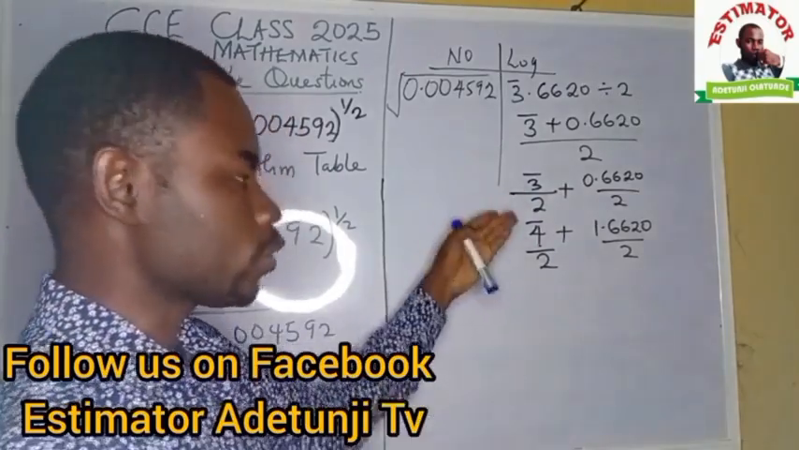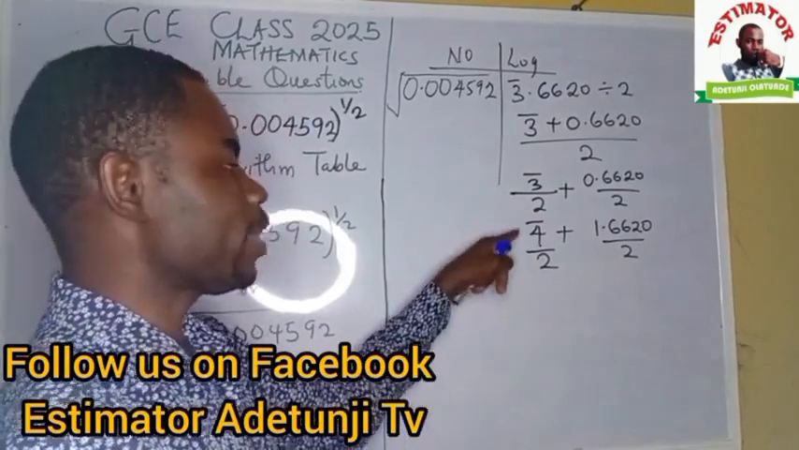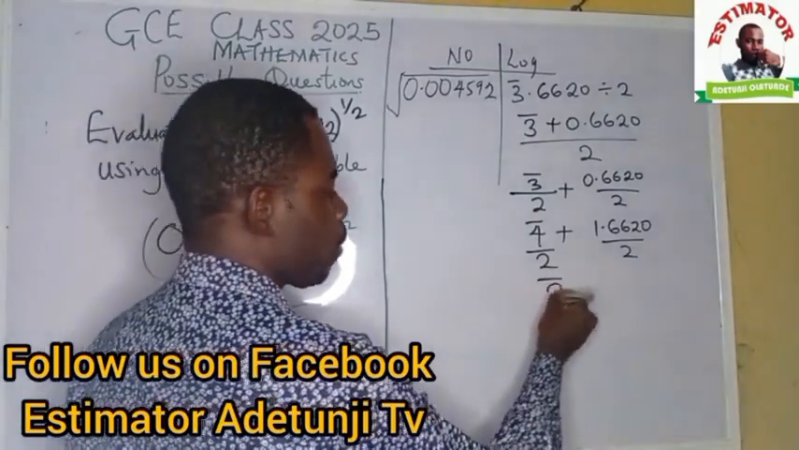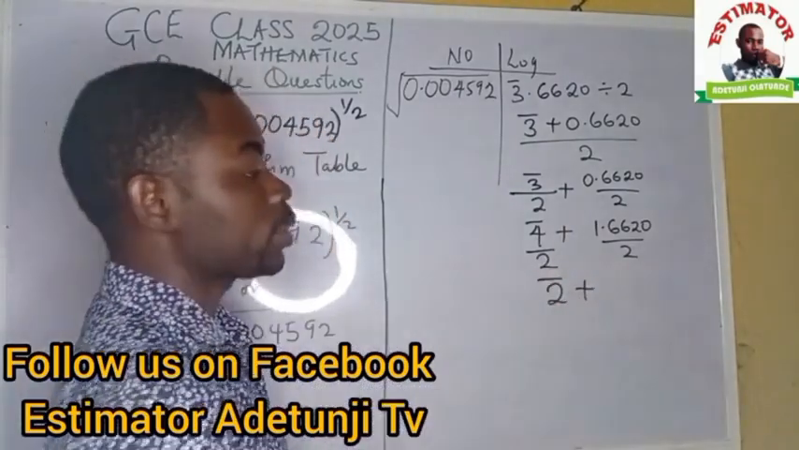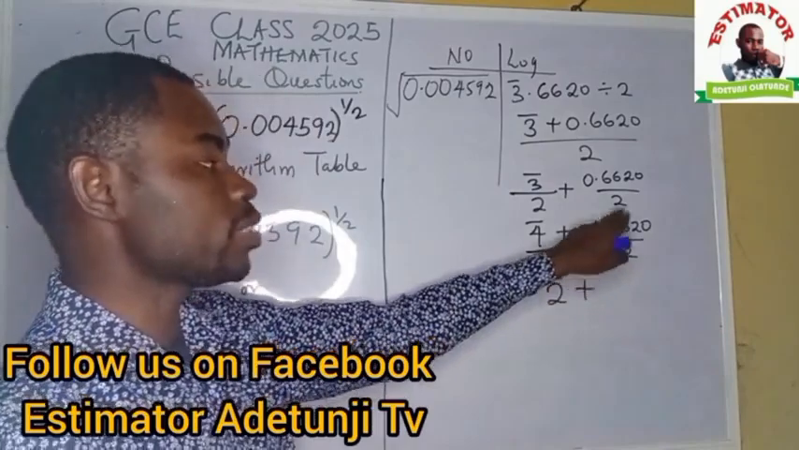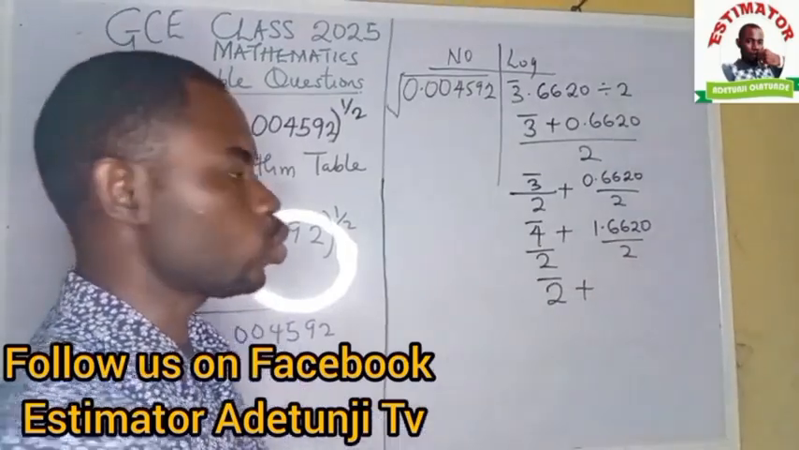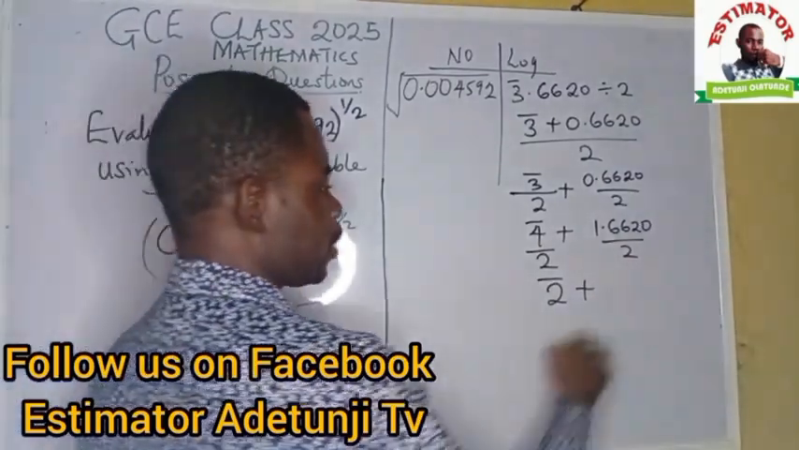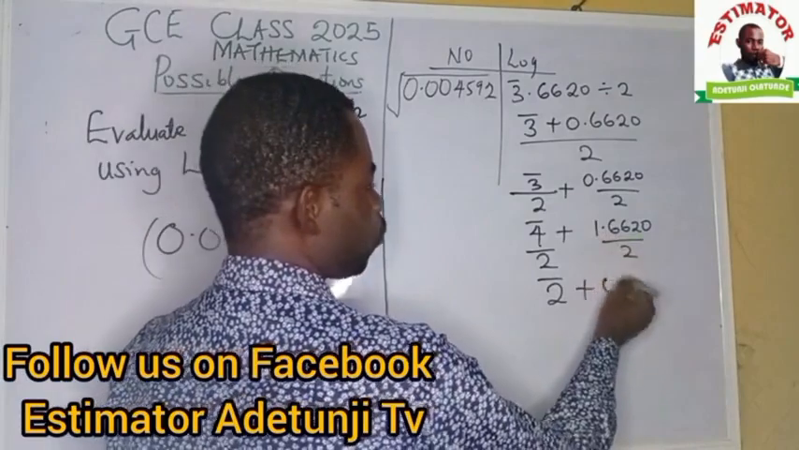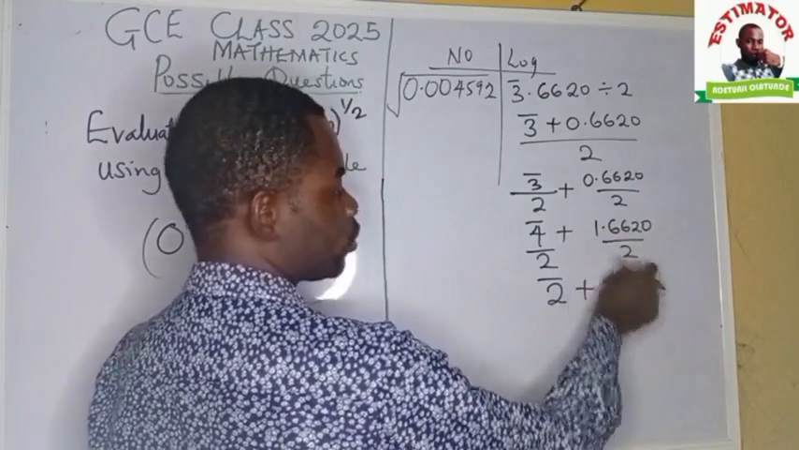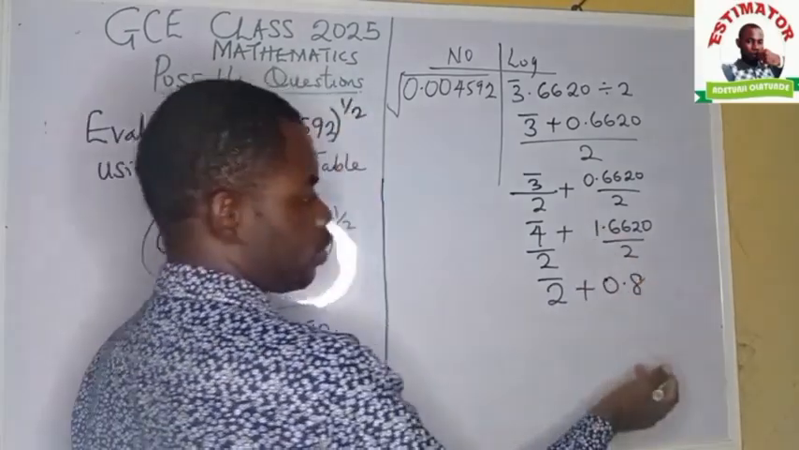Bar 4 or minus 4, even from there, calculator can take over. Minus 4 divided by 2, that is minus 2, right? That is bar 2 plus, here also calculator can take over. You can press your calculator, 1.6620 divided by 2. Whatever you get, you are still in control. So what will be your answer? If I press, that is 1.6 divided by 2, that's 0.8. We are good to go.